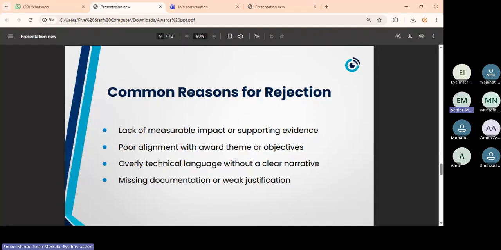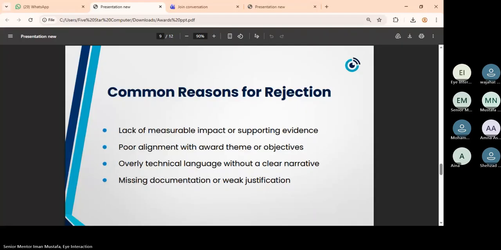First of all, no proof of impact. It means the lack of measurable impact or supporting evidence. The students have prepared the research, they have prepared the documents for the awards, but they are lacking measurable impact. They are lacking supporting evidence. As I've already told you earlier, evidence is very important. Evidence is a must-have element in your Global Talent Visa UK application. So you have to gather supporting evidence that is strong enough to strengthen your application, right?